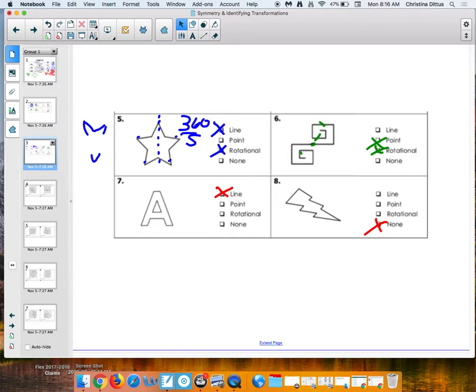Go to your flip book, and we're going to skip dilations for now. Go to that identifying transformations.